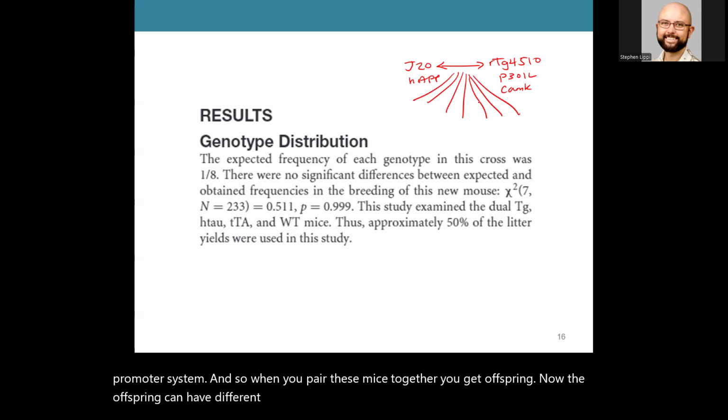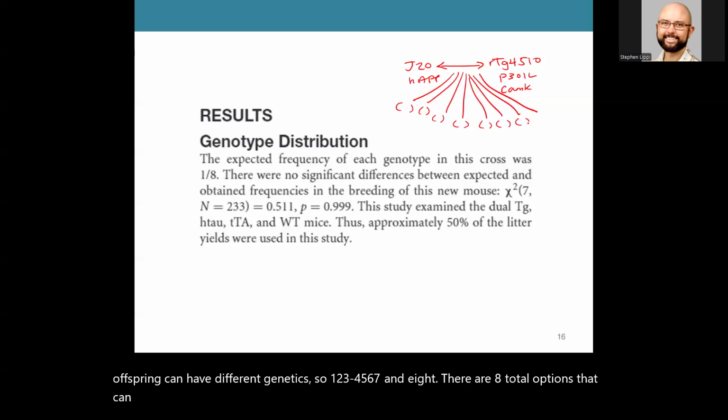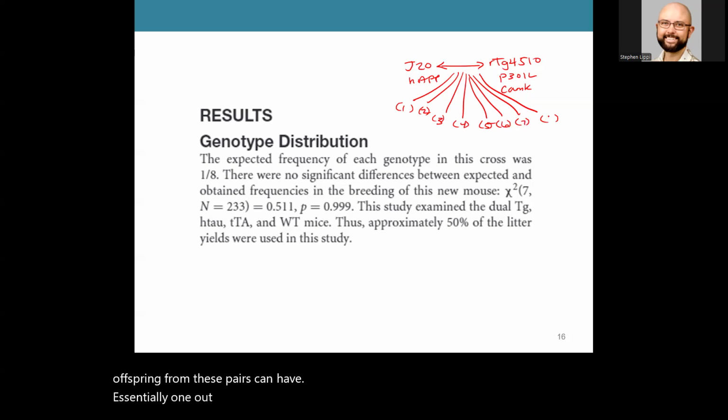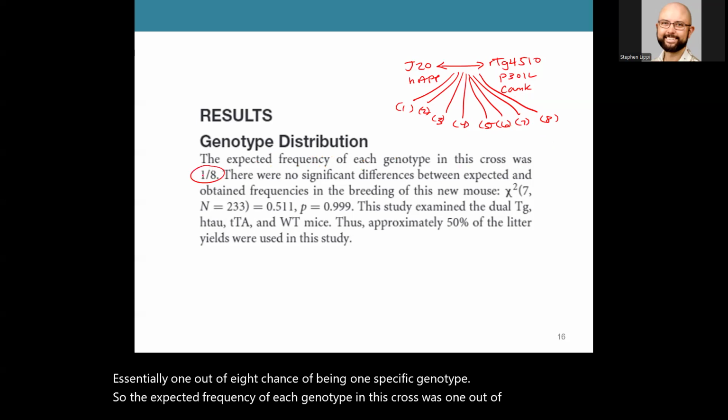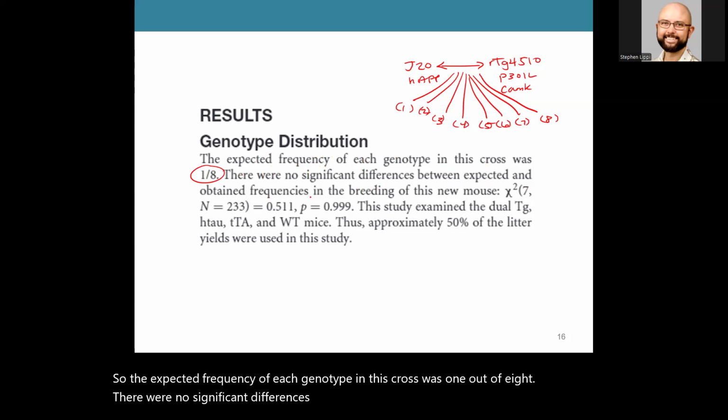So 1, 2, 3, 4, 5, 6, 7, and 8. There are 8 total options that can occur. So offspring from these pairs can have essentially a 1 out of 8 chance of being one specific genotype. So the expected frequency of each genotype in this cross was 1 out of 8. There were no significant differences between expected and obtained frequencies in the breeding of this new mouse.